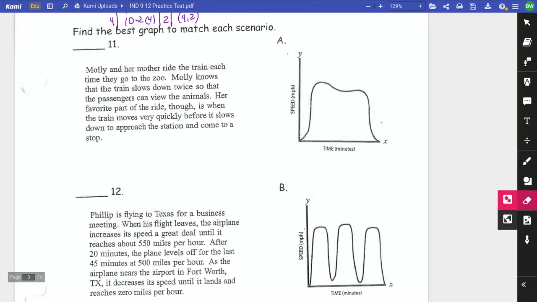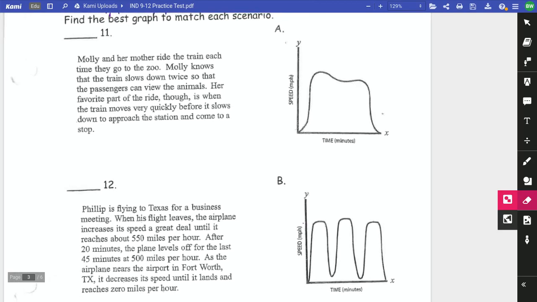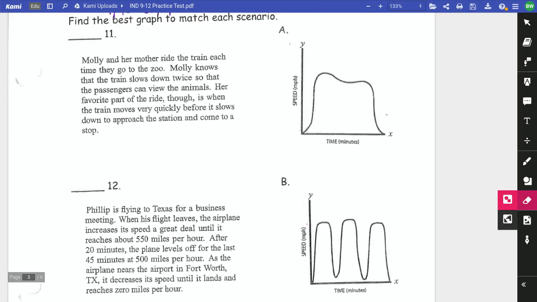Okay, so let's look at 11 and 12. Find the best graph to match each scenario. And the first scenario, we'll do this one fairly quickly. It's a pretty good problem, but if you read it, you'll see the first scenario describes the train ride at the zoo. Molly and her mother ride the train each time they go to the zoo. Molly knows that the train slows down twice so that the passengers can view the animals. Her favorite part of the ride, though, is when the train moves very quickly before it slows down to approach the station and come to a stop.